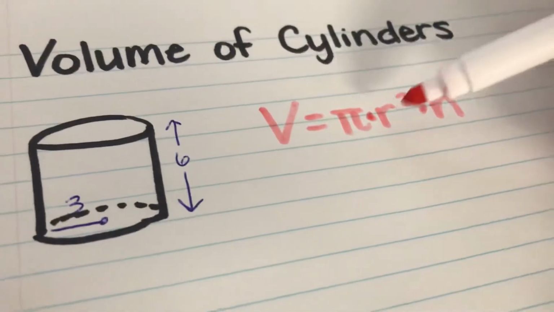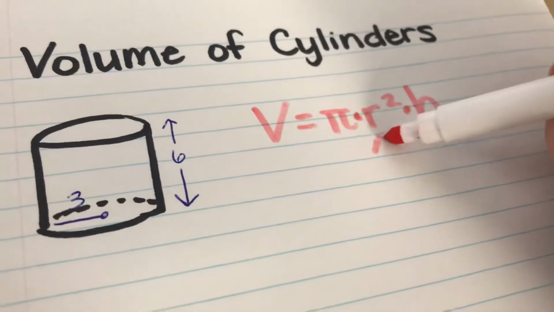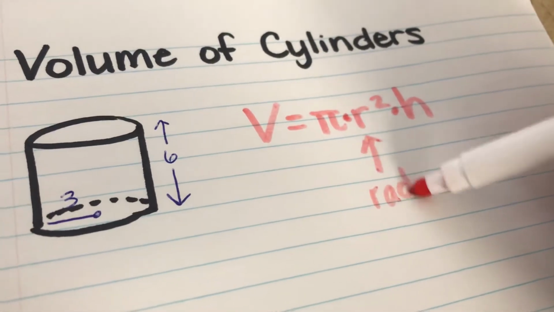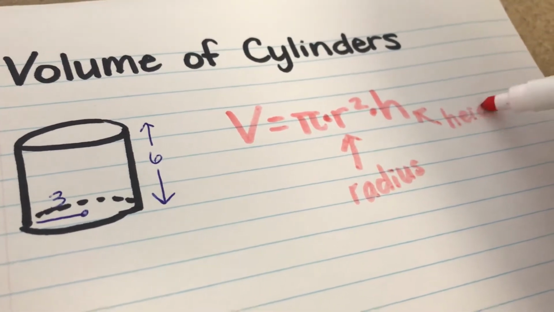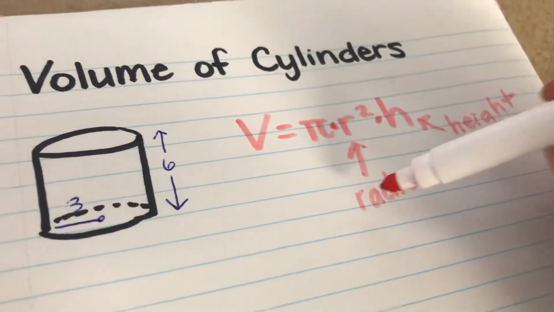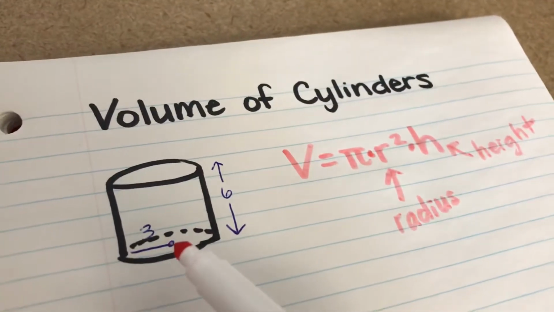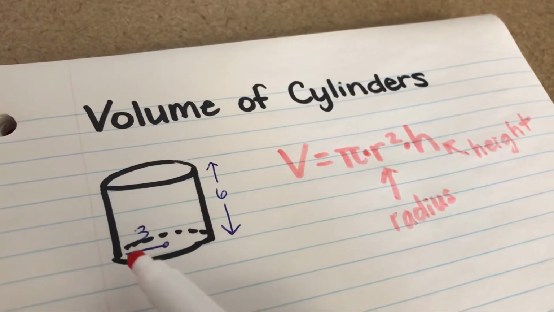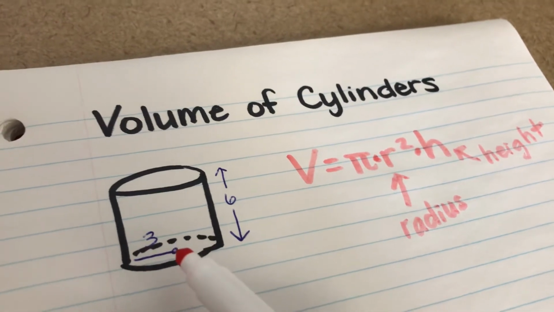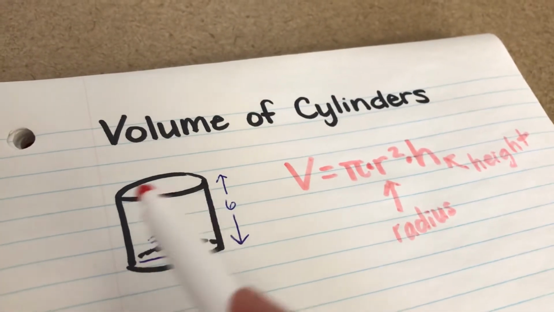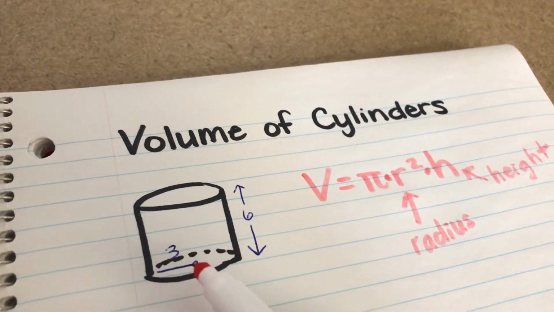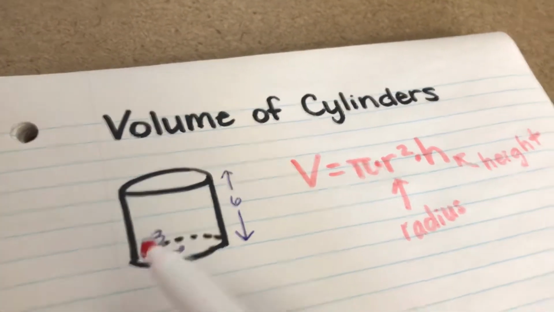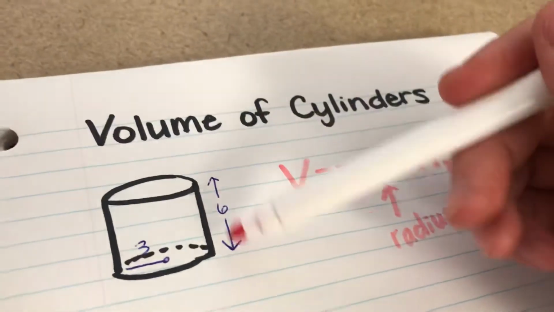So r and h is the radius and the height. Radius is halfway into the cylinder, so it's half the width of the circle on either end. So it usually gives us the radius. This is saying 3 from the middle to the edge. And then h is the height, is just how tall it is.